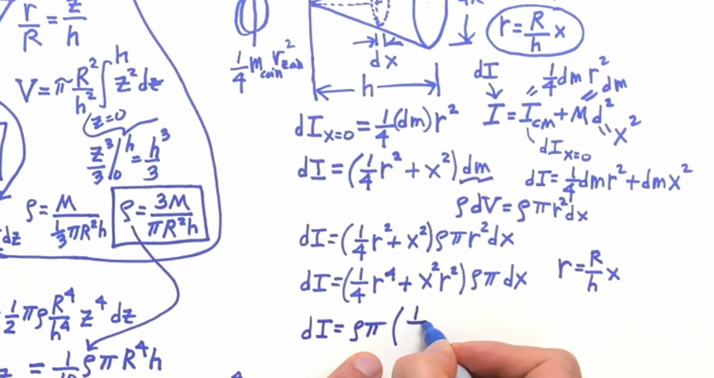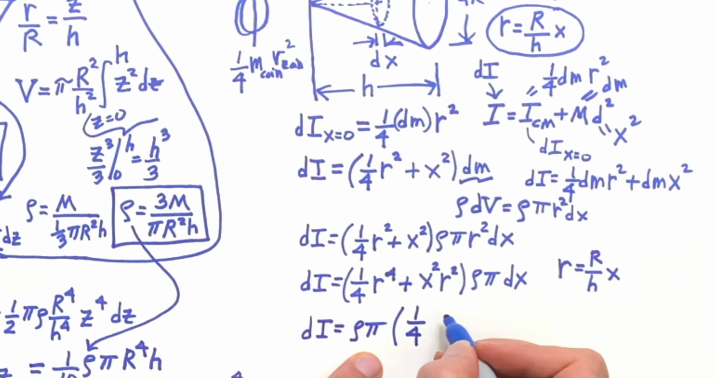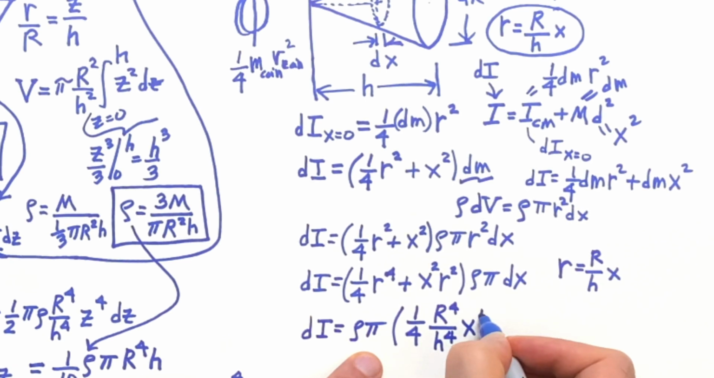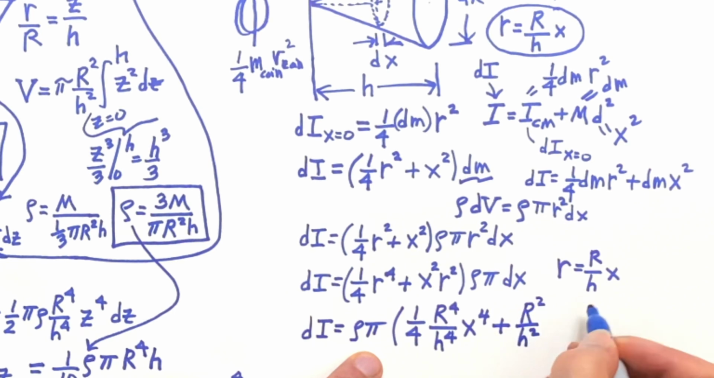And then we'll have the 1/4. And then the little r goes to the 4th power. So that's going to give us big R to the 4th over h to the 4th, and then x to the 4th. And then here we have the r squared with the x squared. So we're going to have big R squared over h squared, and then x squared times x squared. So this will be x to the 4th dx.